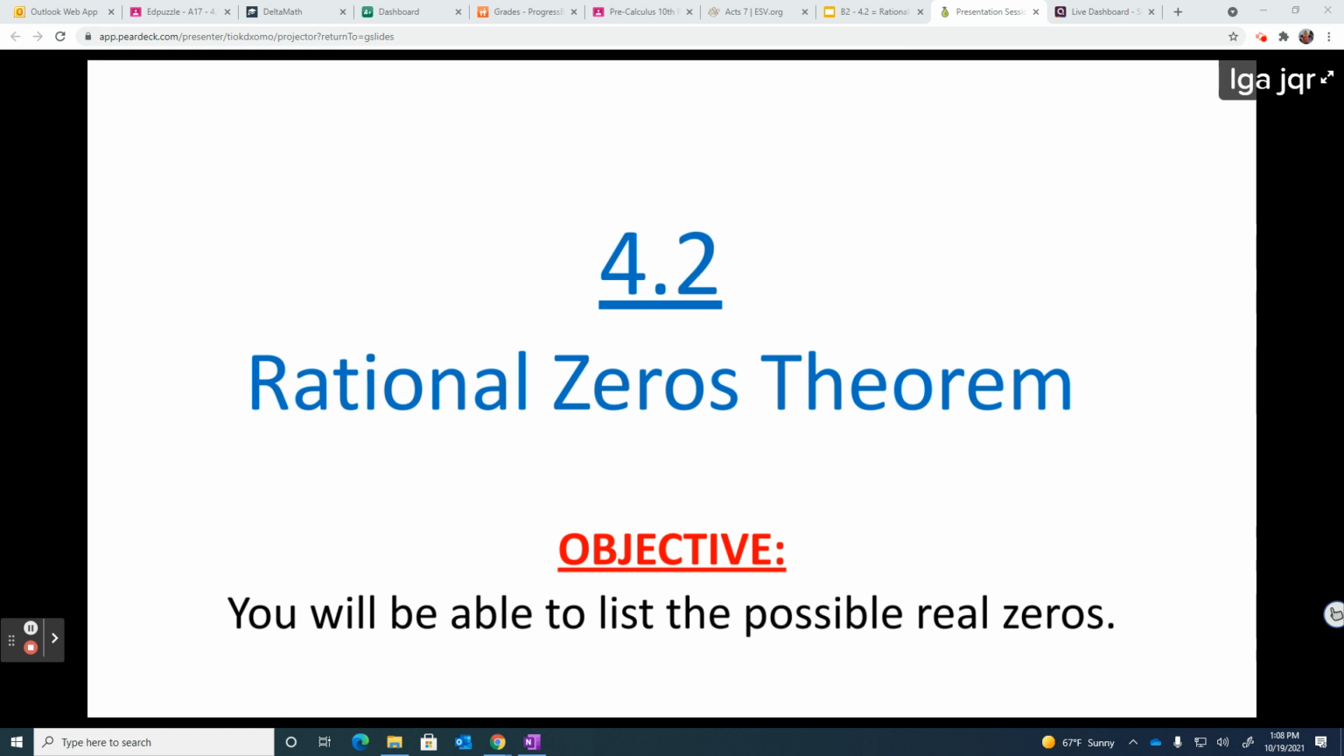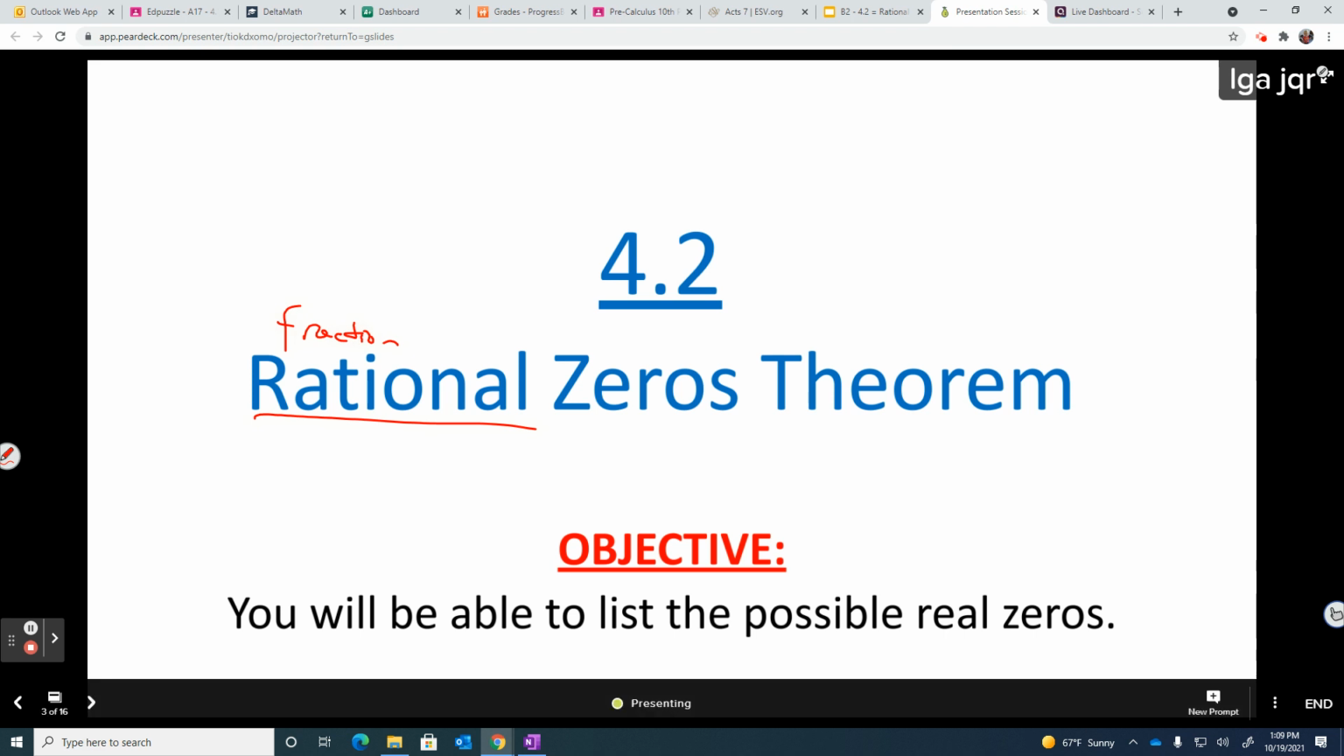So anybody remember what the word rational, what should you think when you see rational? What does that mean? What's a rational function? Yeah, the fraction function, right? So we think rational, think fraction. So we're going to basically write these zeros all as fractions.